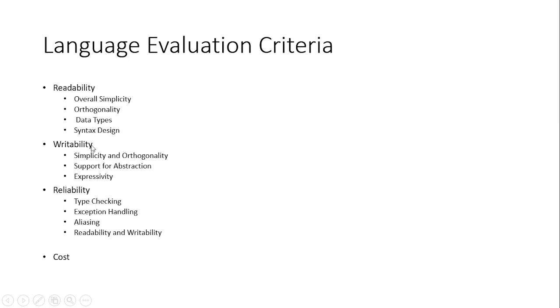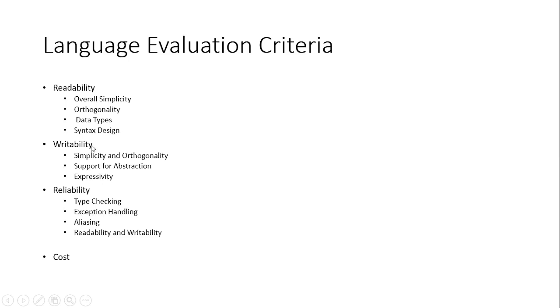Writability is a measure of how easily a language can be used to create programs for a chosen problem domain. So we know we have a problem domain, so depending on that we select or choose the language. Most of the language characteristics that affect readability also affect writability.